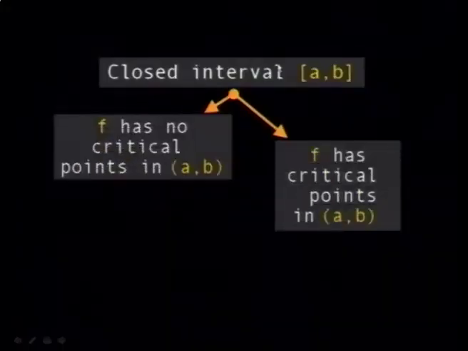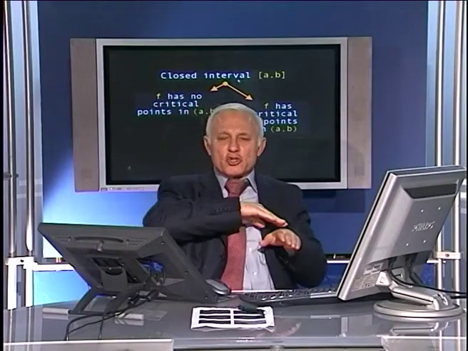So first of all, suppose f has no critical points. If f has no critical points in this closed interval, it means there is no point at which f dash is 0 or does not exist. So f dash is either positive all the time or negative all the time. So the function keeps increasing or decreasing, so sure there won't be any local extrema. So the maximum would be either here or there, at the endpoints.